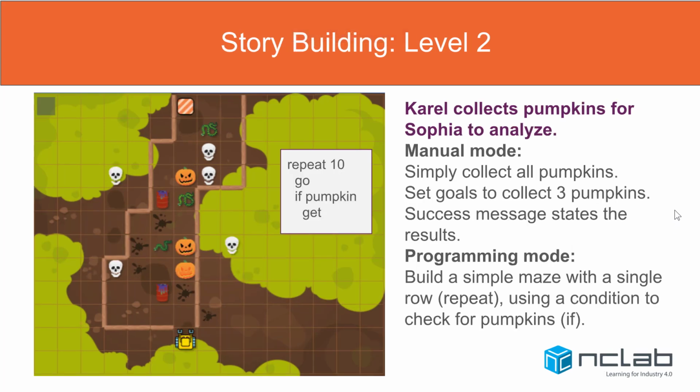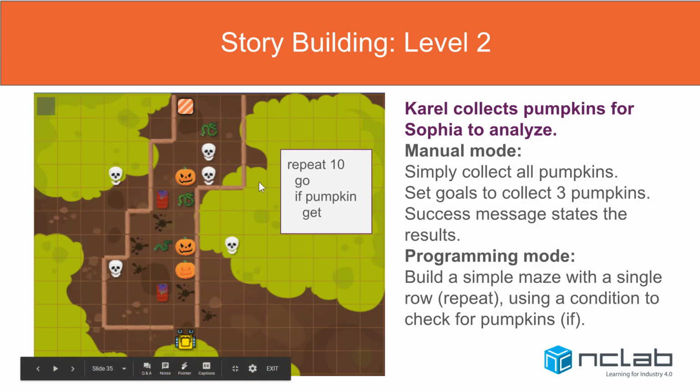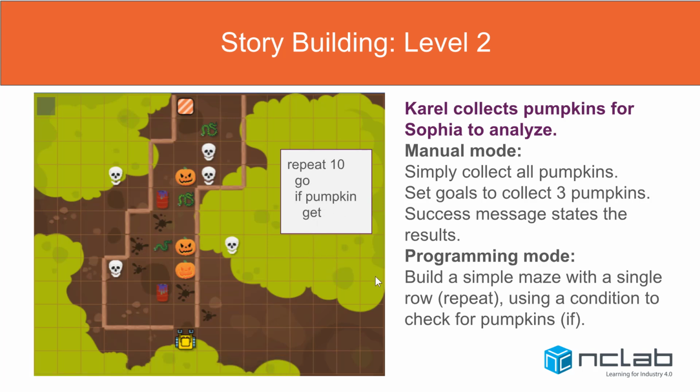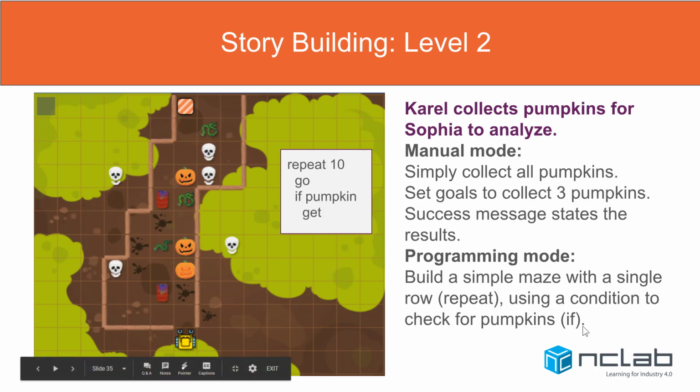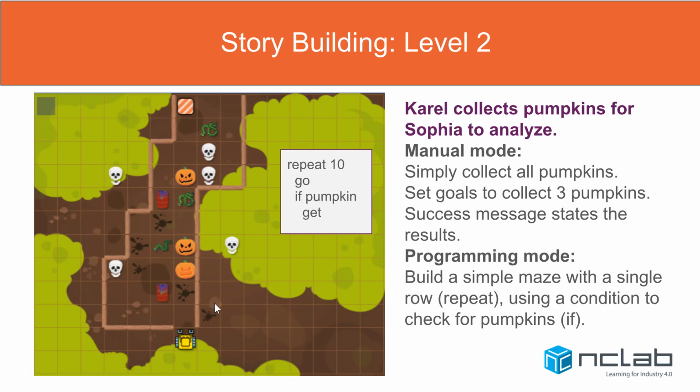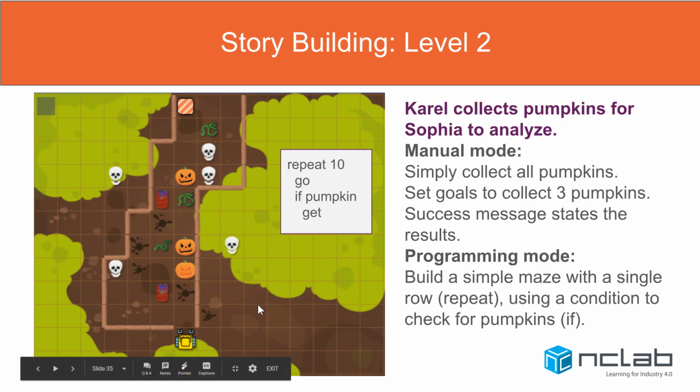In our second level of the game, Carol's going to collect some pumpkins for Sophia to analyze. He's already discovered the place is a bit of a mess, and we want to see how it's affected the pumpkins. We can use a very simple code, repeat 10, go if pumpkin get. So this is a simple programming level. Make sure you build the maze so that's easy to figure out and solve. And of course, it can still be solved in manual mode if you prefer to stay with manual mode.